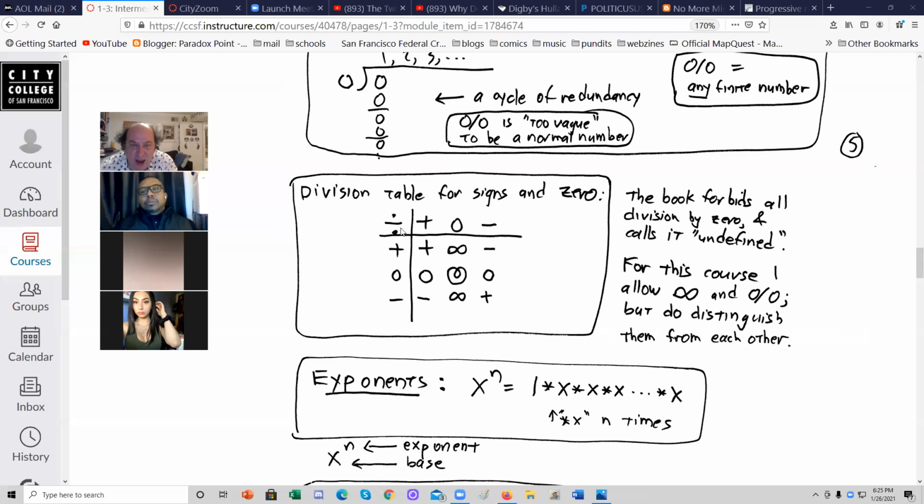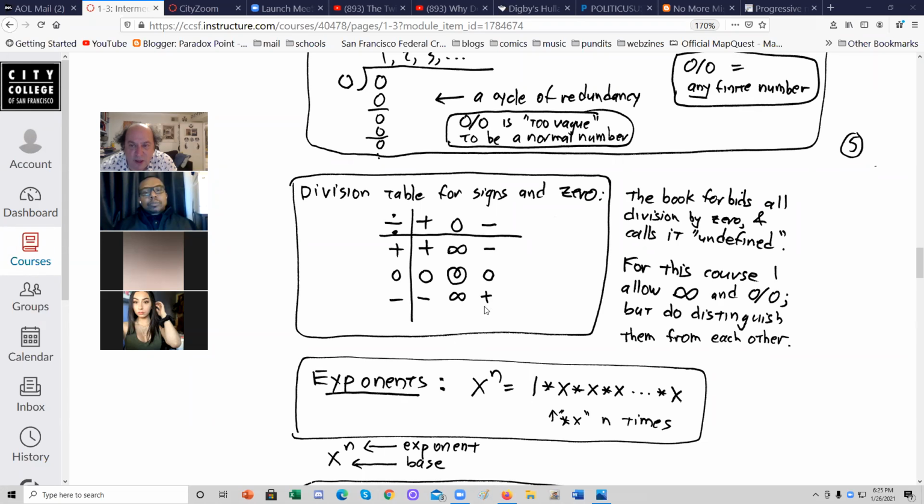All right, so you divide for signs in 0. Plus over plus is plus. Plus over 0 is infinity. Plus over minus is minus. 0 over plus is 0. 0 over 0 is indefinite. 0 over minus is 0. Minus over plus is minus. Minus over 0 is infinity.